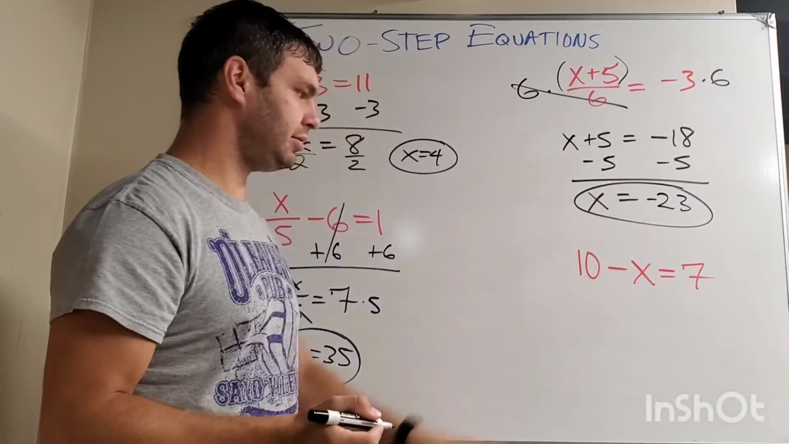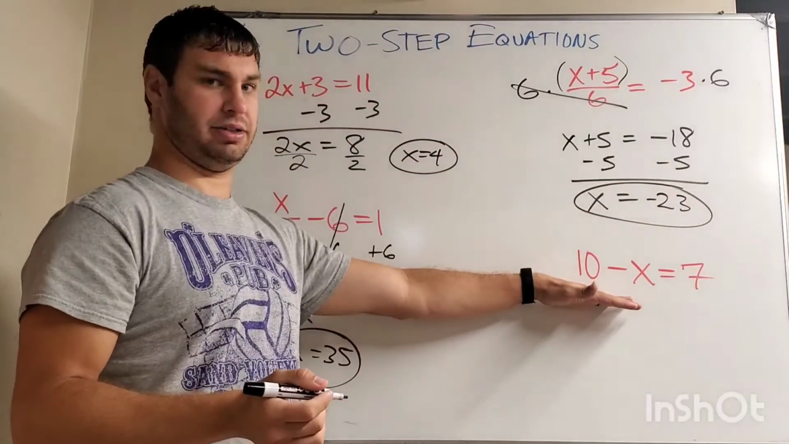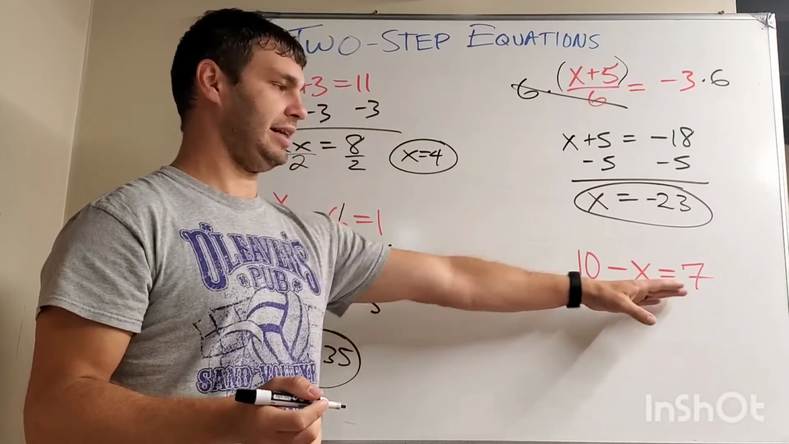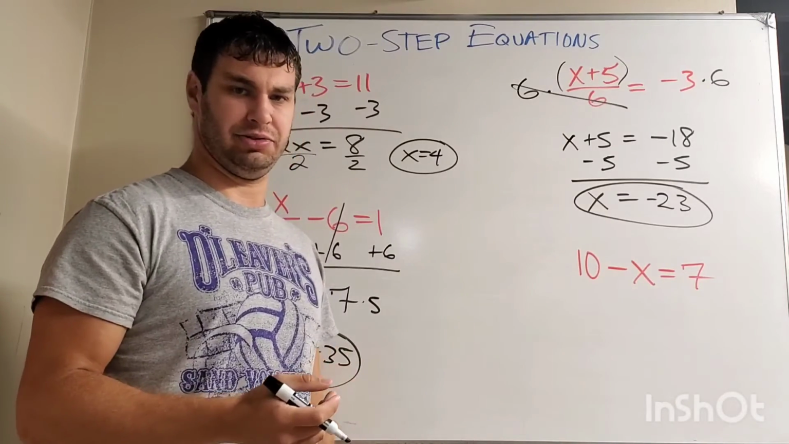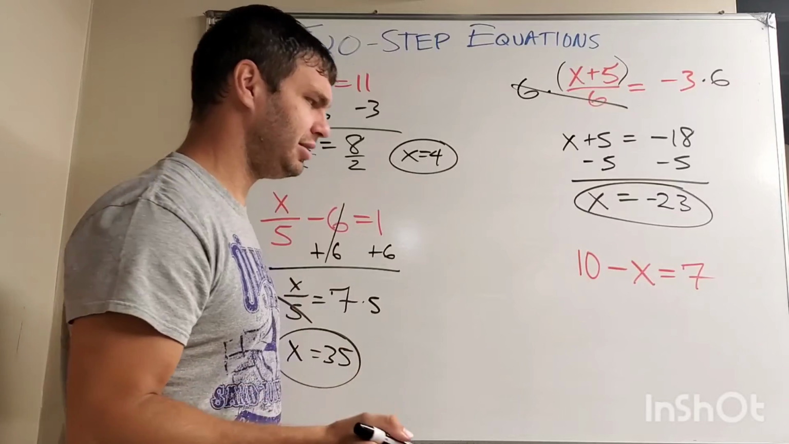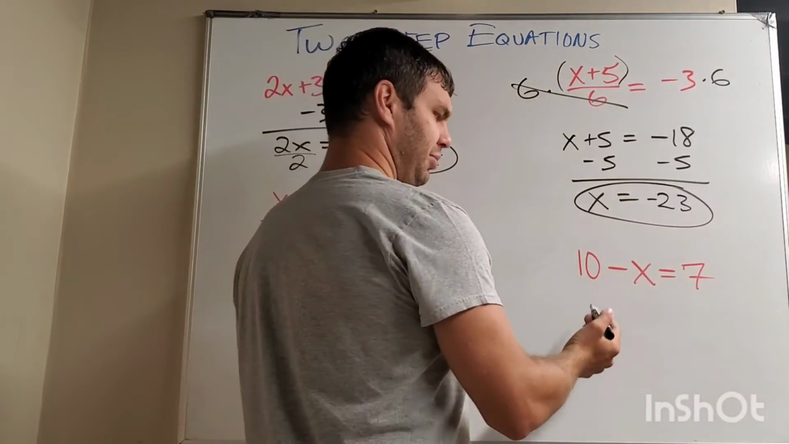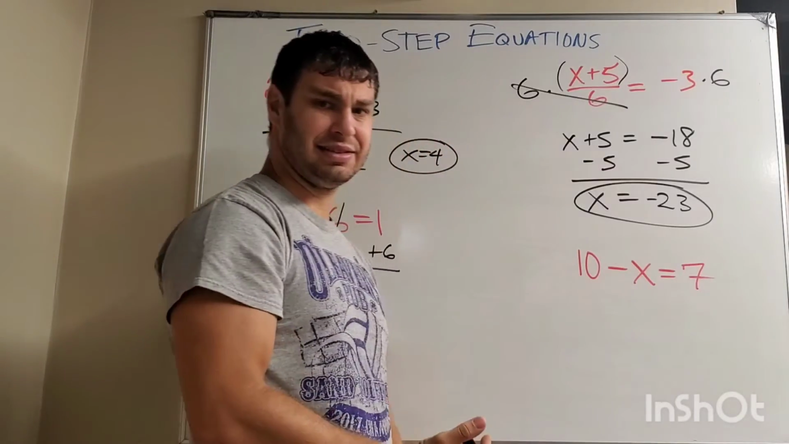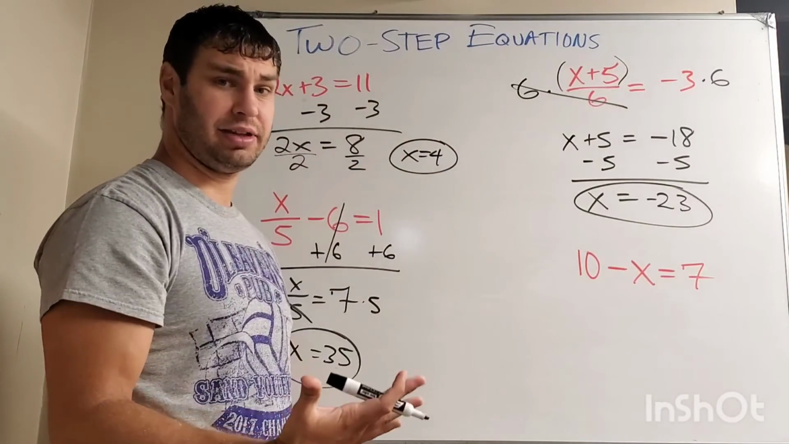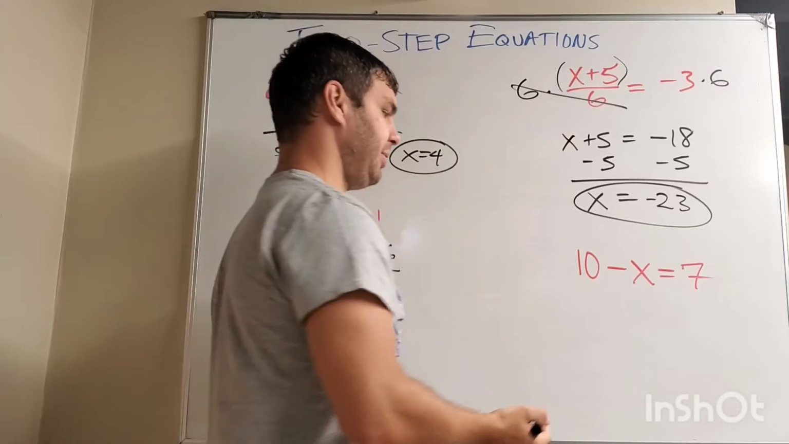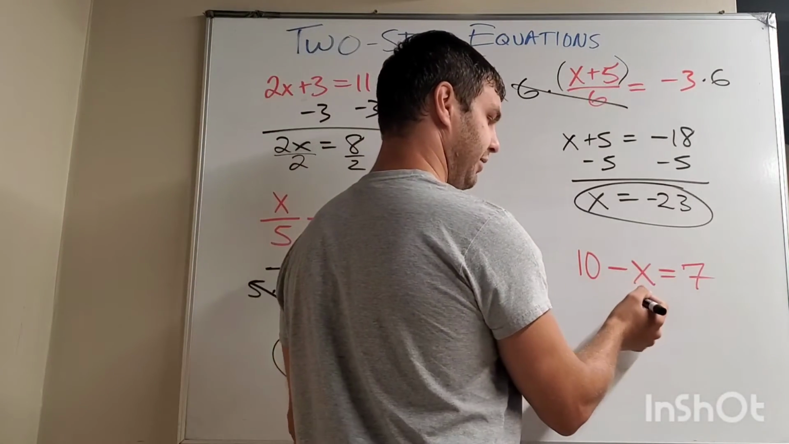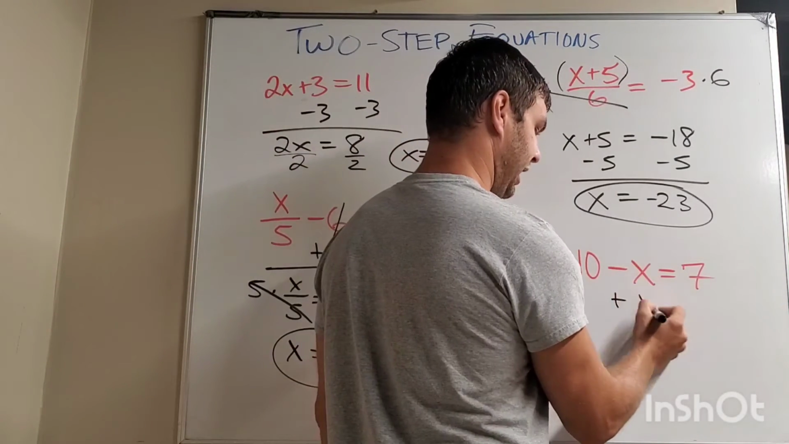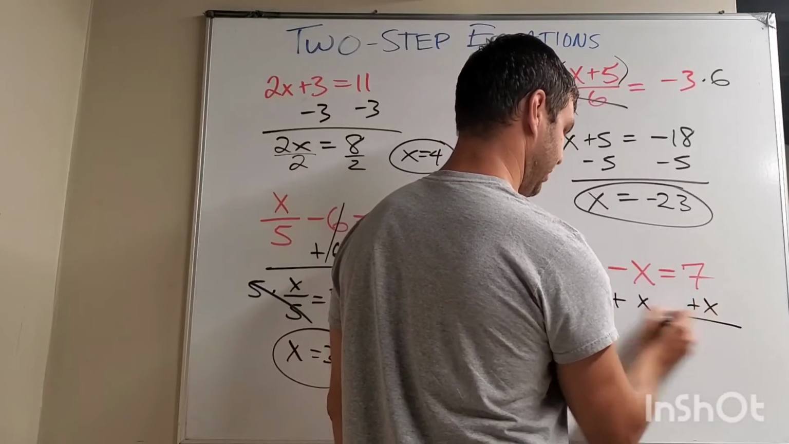Okay, last one. This one doesn't quite look like a two-step equation. 10 minus x equals 7. That kind of looks like a one-step equation. But I'll show you why it's a two-step here. You might try to move this 10 over, but then you'd be left with a negative x. You have to undo that negative. That is an okay way to do it, but there's an easier way. The easier way is to make this negative x positive by actually adding it to the other side.